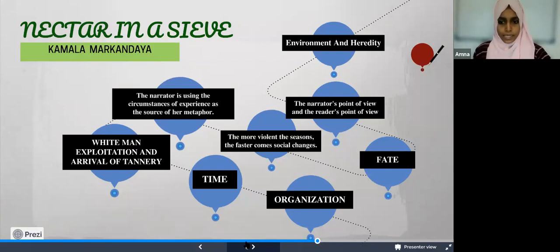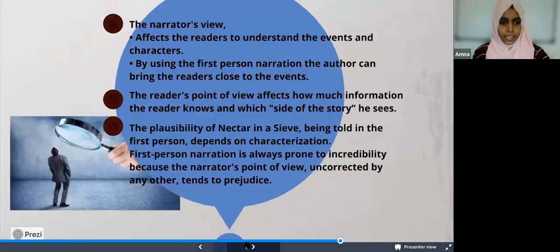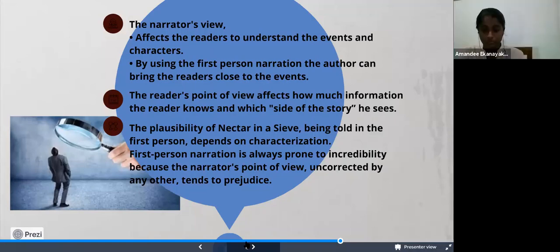And the next topic is the narrator's point of view and the reader's point of view. Nectar in a Sieve is a first-person narrative told by Rukmani. Her own direct observation, motivation, and feeling describe the characters. The narrator's view helps the reader understand the event and characters. By using first-person narration, the author can bring the reader close to the event. The reader's point of view affects how much information the reader knows and which side of the story he sees.